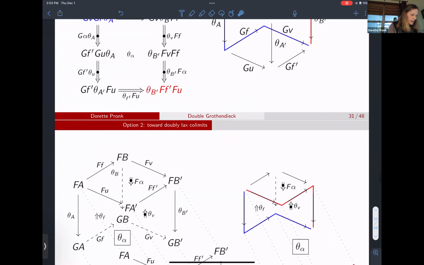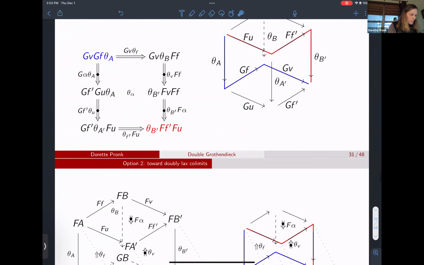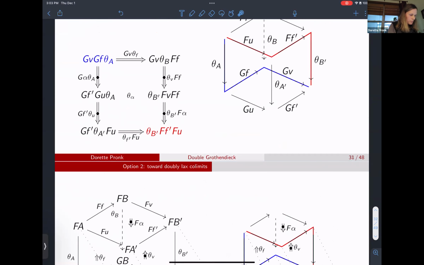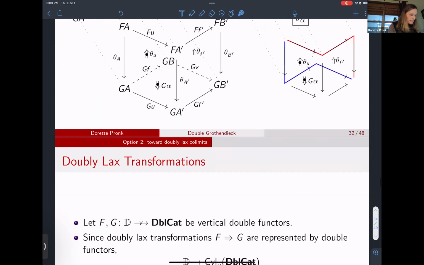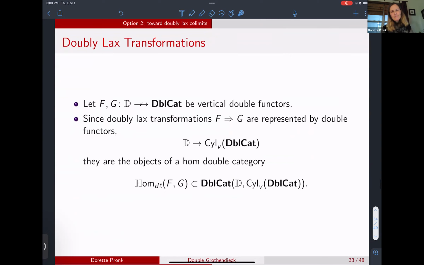And theta alpha is the modification inside the cube. Okay. Takes a bit more time to really digest this, but I'll leave that for another day.